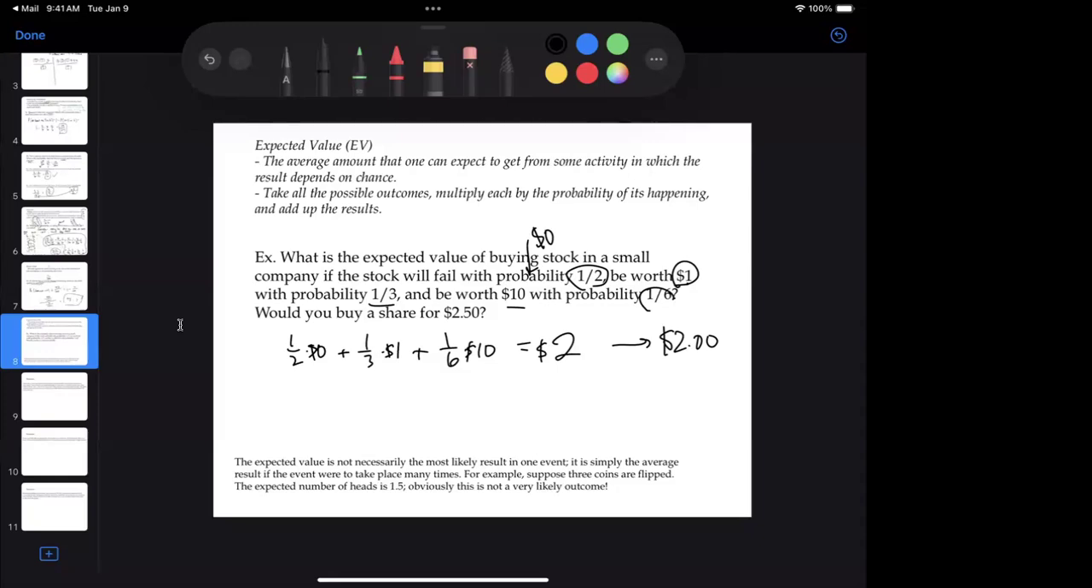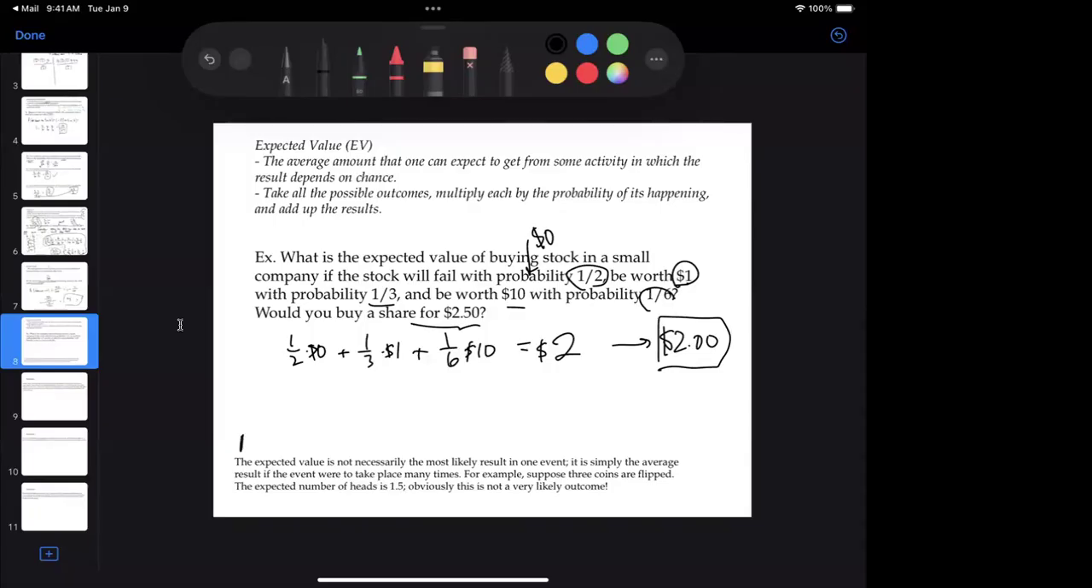If you play this game for a long, long time, on average, what are you going to end up with? It's about $2. So you would not buy a share for $2.50, because on average you would lose about 50 cents every time you buy it, right? Because if you get only $2 and you put in $2.50, you lose 50 cents.